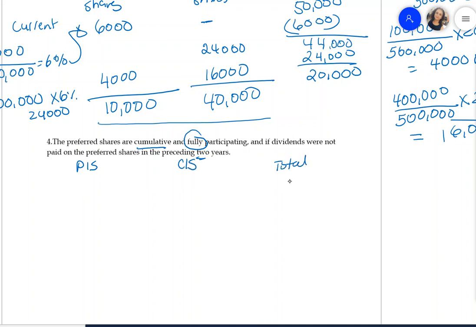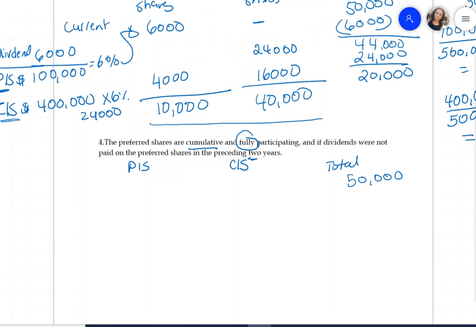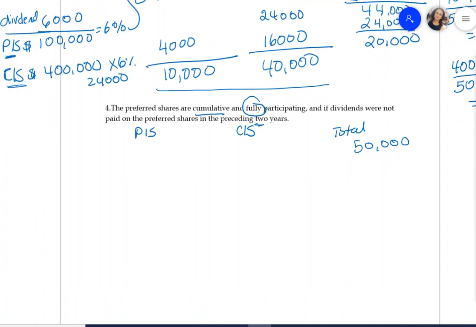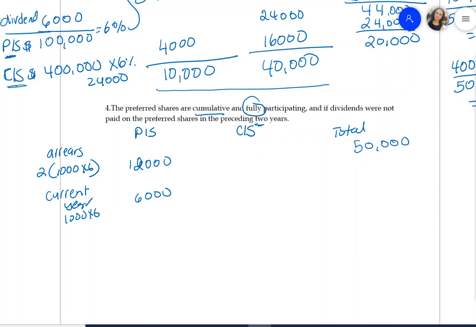So then we are still trying to pay the 50,000. So what happens in that case? We are going to give them the arrears first. Arrears are for 2 years. Each year they're going to get 1,000 times the 6, so that's your 12,000. We give them the 12,000. Then we have the current year. Current year is your 1,000 times the 6. We gave them the 6,000. So we already paid them the 18,000.